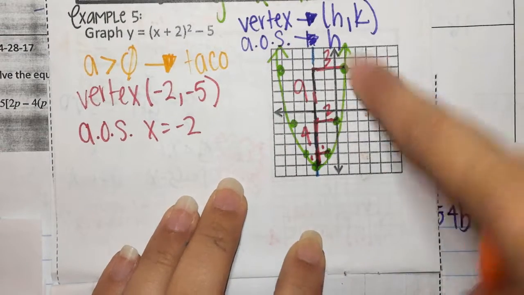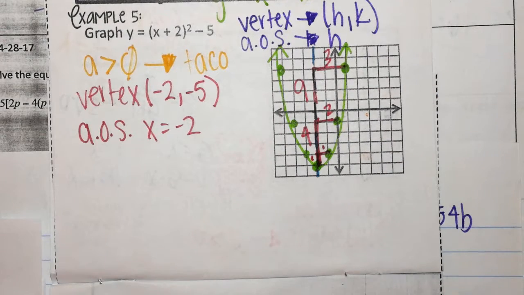What are 1, 4, and 9? But what else are they? In relation to this, what are they? What's the square root of 1? 1. What's the square root of 4? 2. What's the square root of 9? 3. What's the square root of 16? 4. What's the square root of 25? 5. What's the square root of 36? 6. What's the square root of 49? 7. There's square roots.